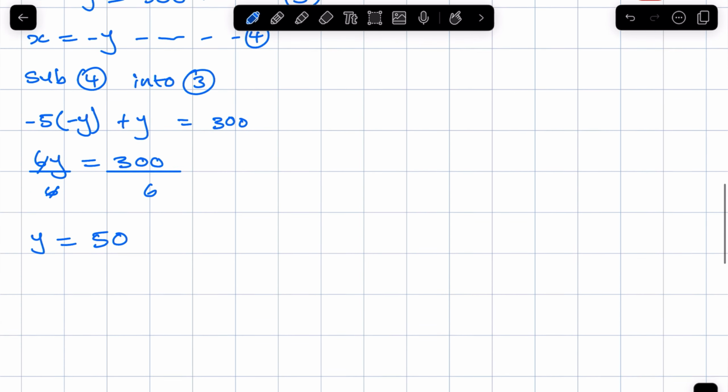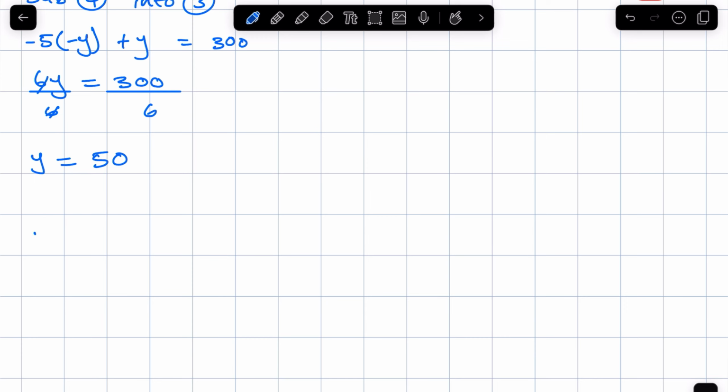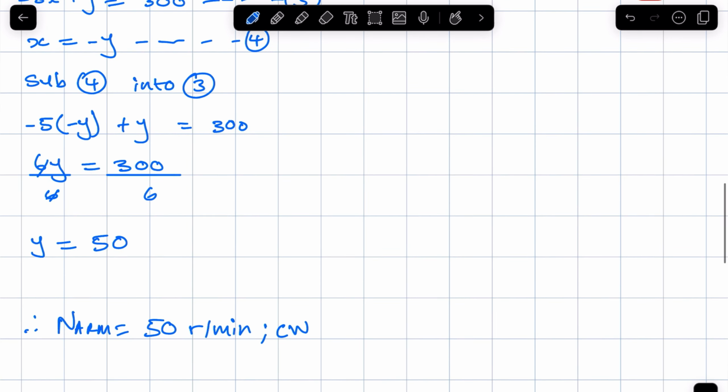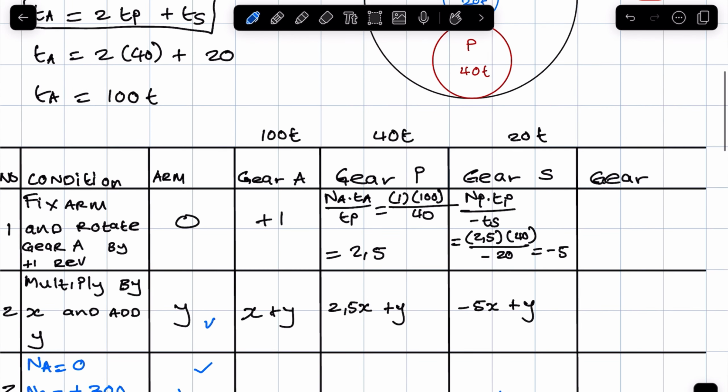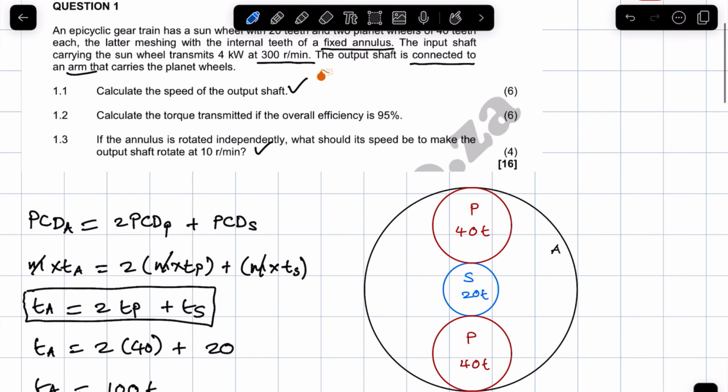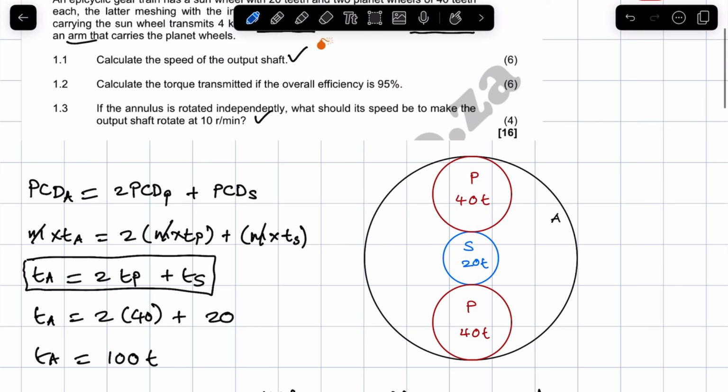Now we can say, therefore, the arm, which you know is equal to y, is essentially equal to 50 revs per minute. Since it's positive, it means going clockwise, right? So that's the first question. So 1.1 is complete, the one that has to calculate the speed and output of the output shaft, which we have, right?